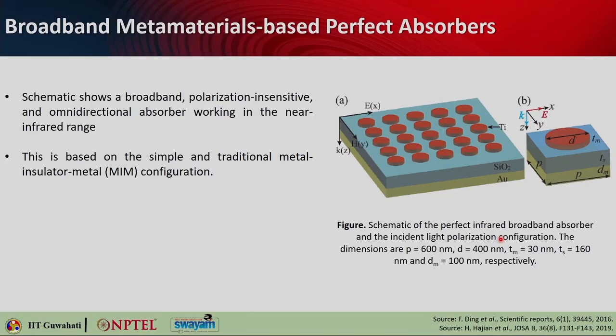So, here is the schematic of that broadband absorber, but surprisingly it is more or less a similar kind of structure, but here the material property is different. You are basically using a titanium disc on top of a gold film with a silica layer on the top acting as a spacer layer, right. This schematic shows a broadband polarization insensitive and omnidirectional absorber working in the near infrared range. That is the range it has been targeted to, and it is based on a simple traditional metal dielectric metal, or metal insulator metal, configuration.